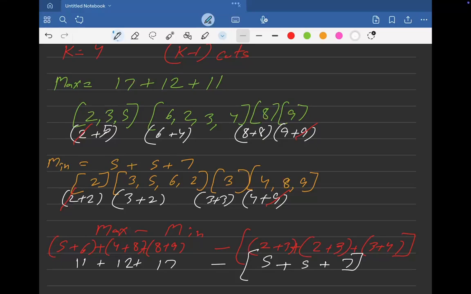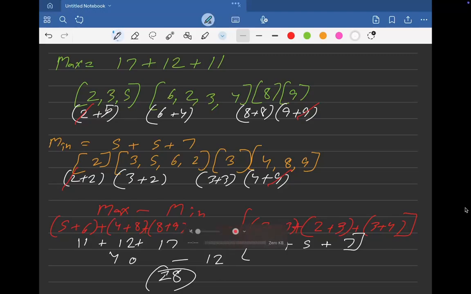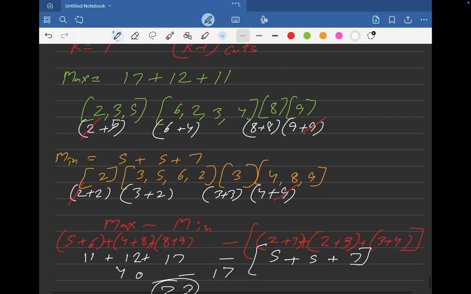So the answer of this is 7, 8, 9, 10, 40, minus this, which is 12, which is 28. So let me verify if this is correct. There is some calculation mistake. The summation of 5, 5 and 7 is 17, which will give me 23 as the result. So that's how this will work.